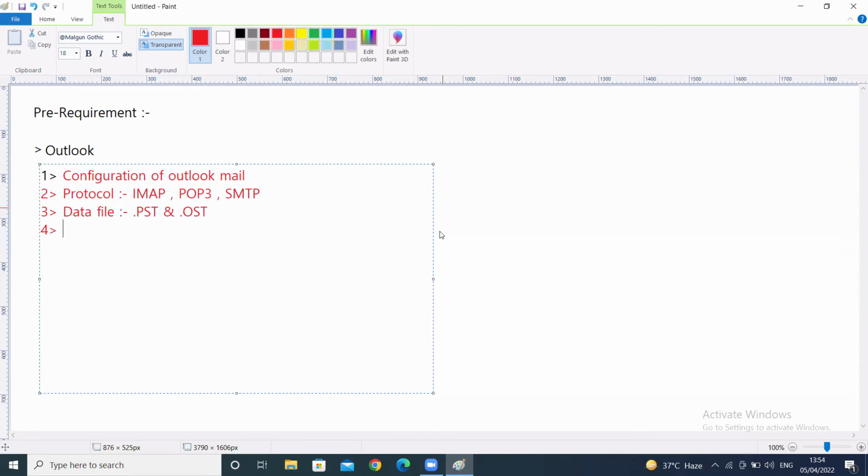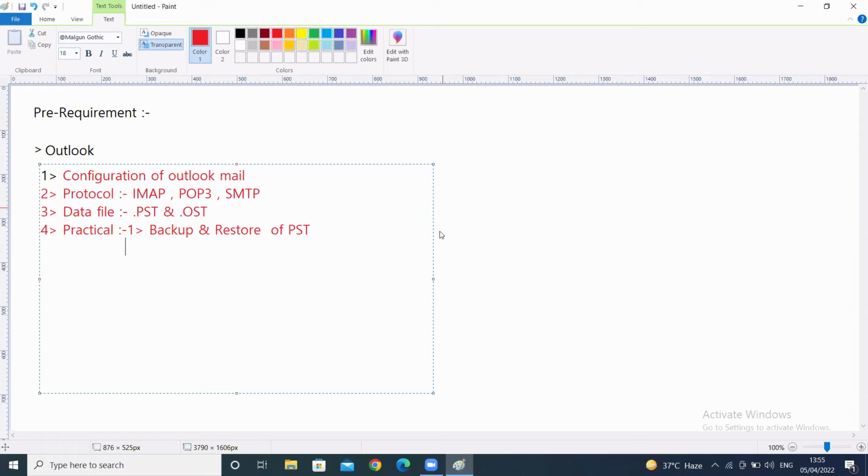Number four, we have something like backup. In practical terms, we have some practicals inside Outlook, so the practicals should be much more clear. I'm writing some practical list. So practical number one is that you have a backup and restore of PST.